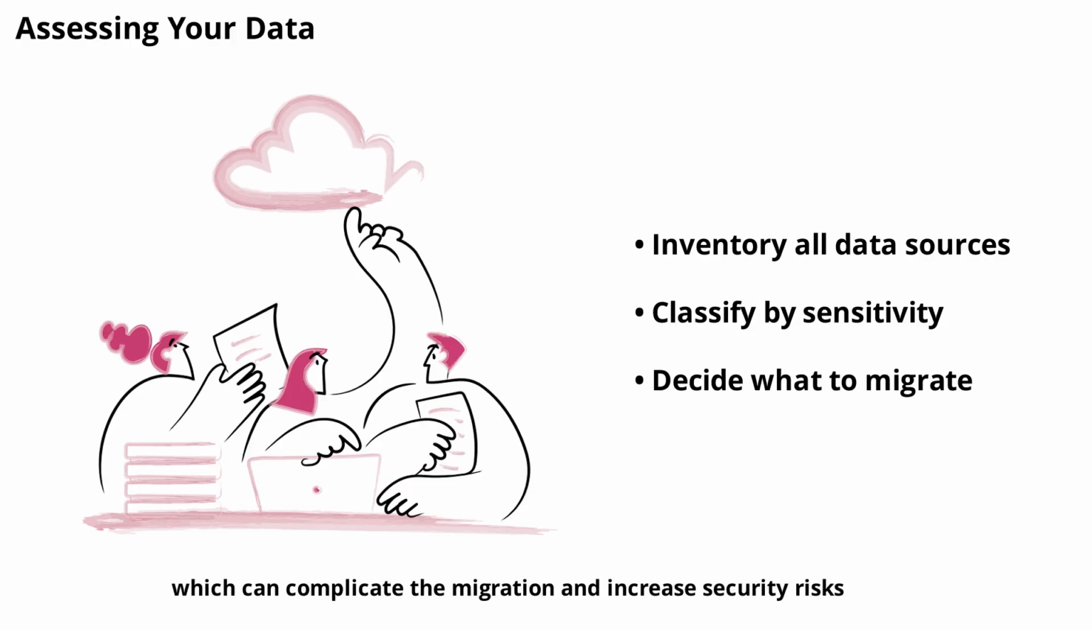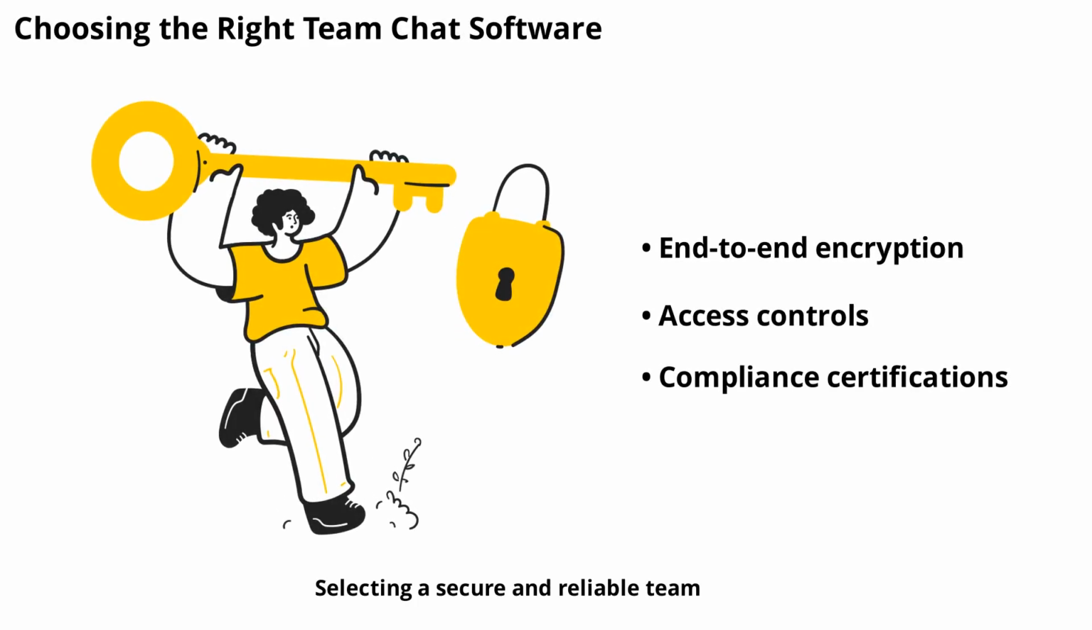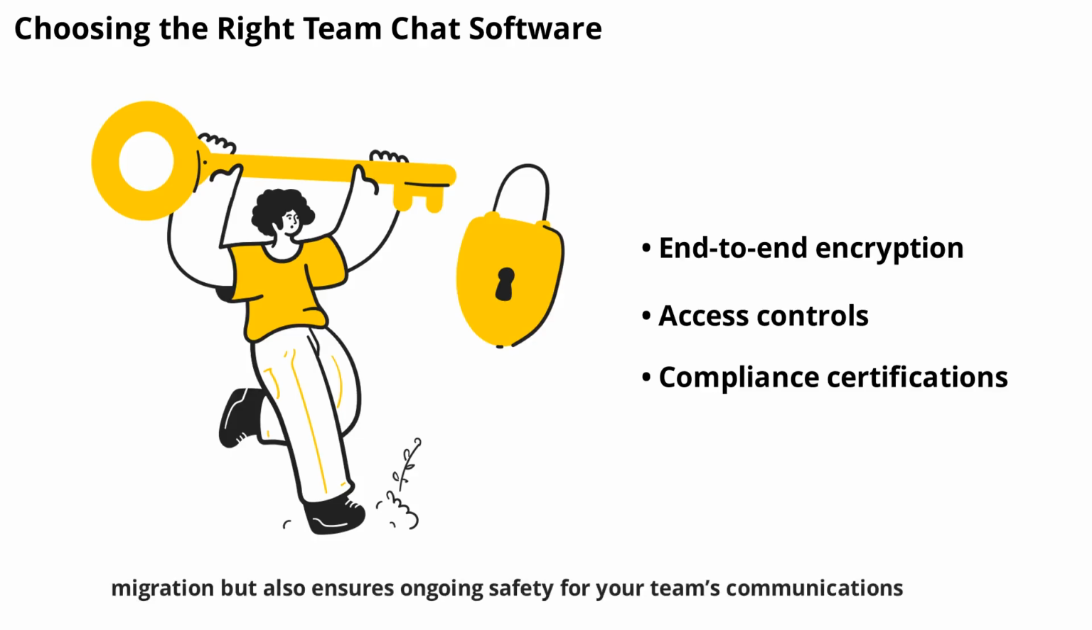Selecting a secure and reliable team chat platform is a foundational step. Look for software that offers end-to-end encryption, robust access controls, and compliance certifications relevant to your industry. Evaluate the platform's reputation, support options, and migration tools. A secure platform not only protects your data during migration, but also ensures ongoing safety for your team's communications. Make sure to involve IT and security experts in the selection process to address all technical and compliance requirements.